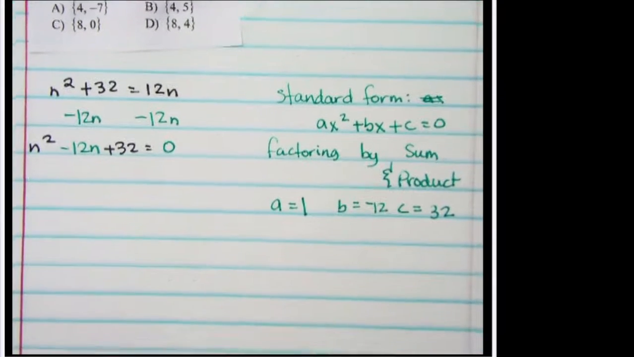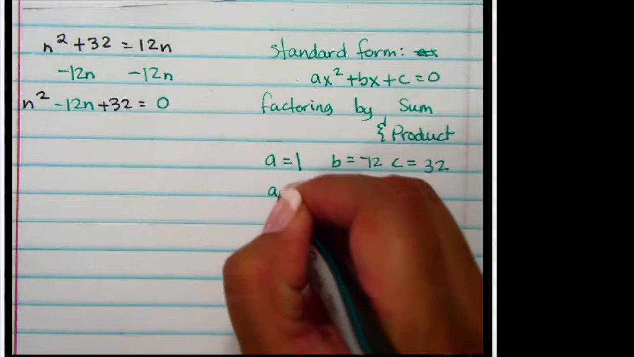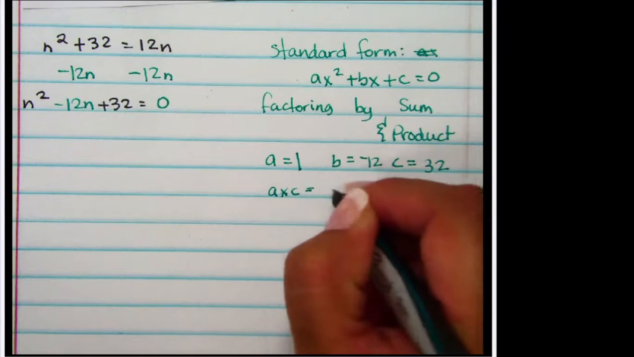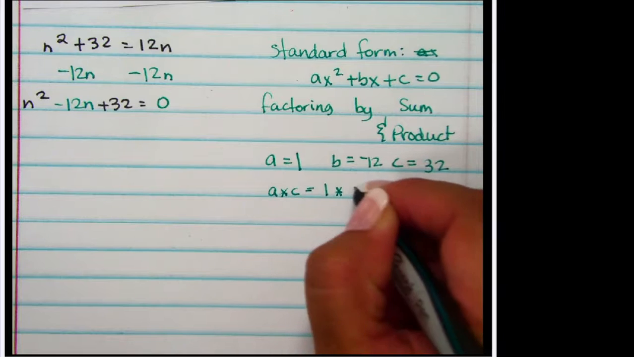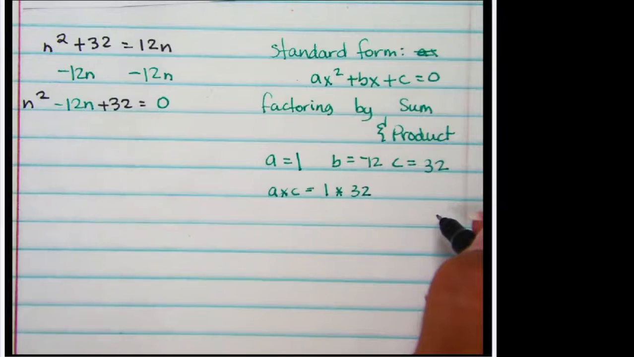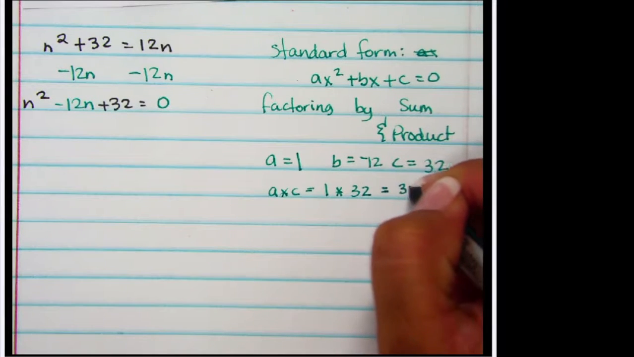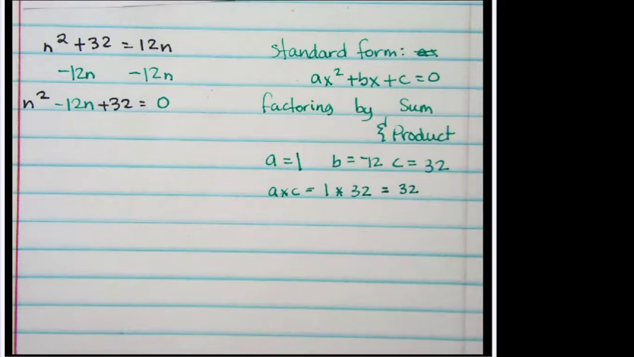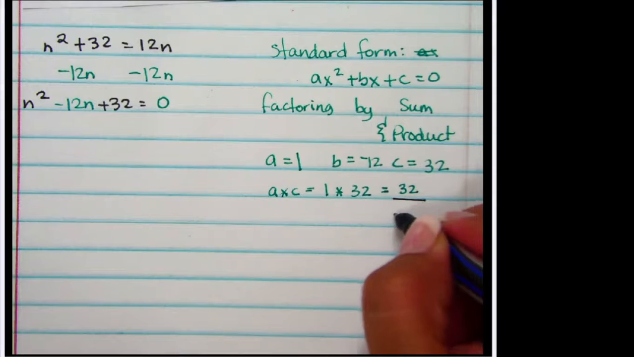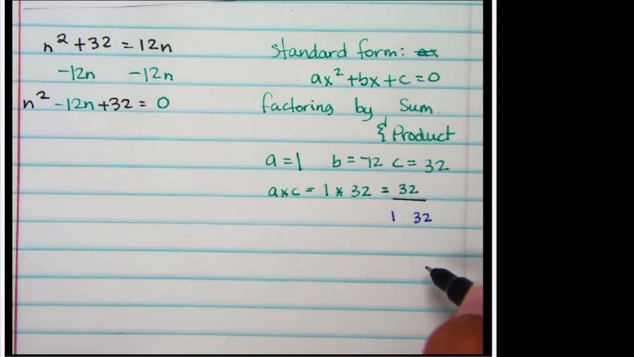Time for me to start finding the product of things. I'm going to find the product of A and C. That is, I'm going to take the value for A and multiply it by the value of C. A times C is 1 times 32. That is 32. The next thing that I need to do is list out all of the factor pairs, all of the pairs of numbers that I can multiply together to give me a positive 32.